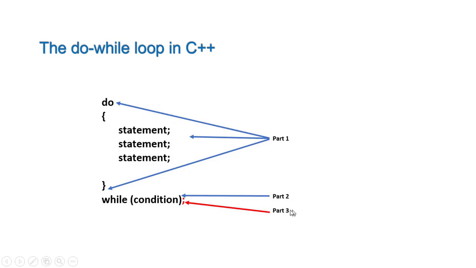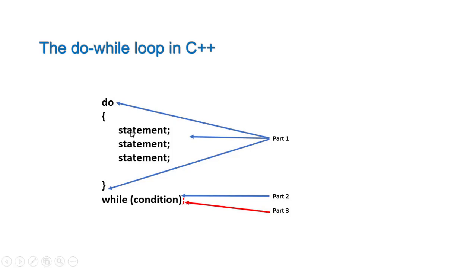The third part to it is this one in red. It is very important. The do while loop in C++ is the only one that takes a semicolon. The for loop and the while loop do not take a semicolon after the condition block.